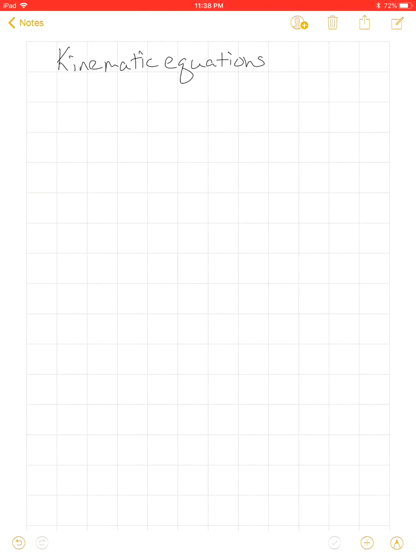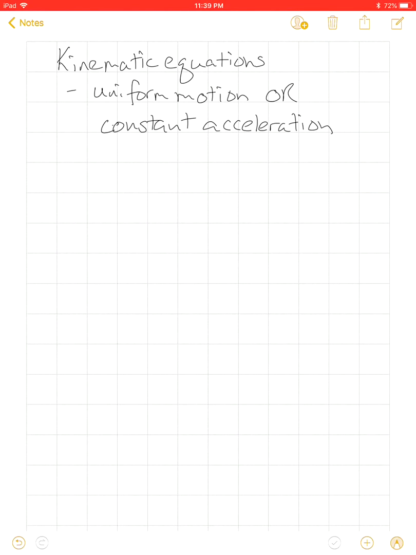Now one thing I'd like to point out is that these only work if you have uniform motion, that is constant velocity, or if you have constant acceleration. If you don't have constant acceleration, then what you have to think about is using your equation where you're integrating the acceleration to find it. But this will work as long as this is just a single value.